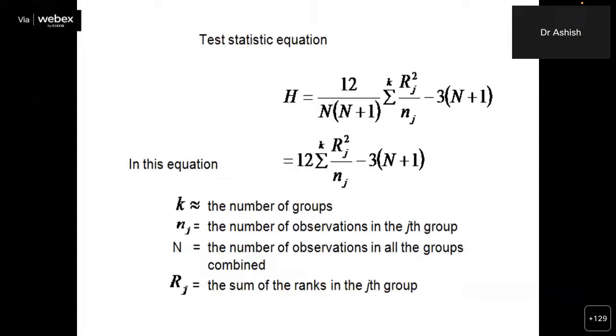So the Kruskal-Wallis test statistic uses this formula: 12 divided by N into N plus 1, times the summation of Rj square by nj, minus 3 into N plus 1. Here k is the number of groups to be compared; ideally, it should be more than 2. nj is the number of observations in the jth group. N is the number of observations in all the groups combined. And Rj is the sum of ranks in the jth group.